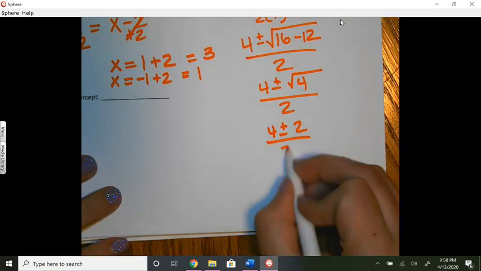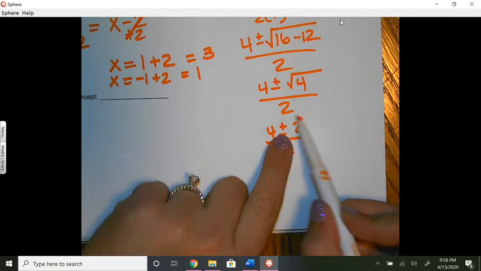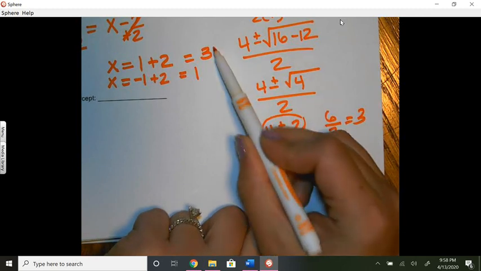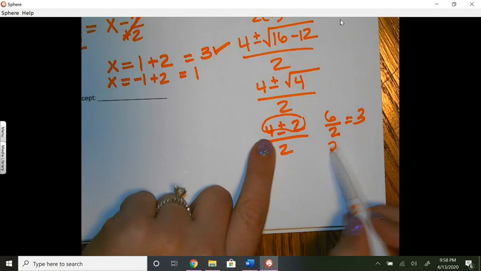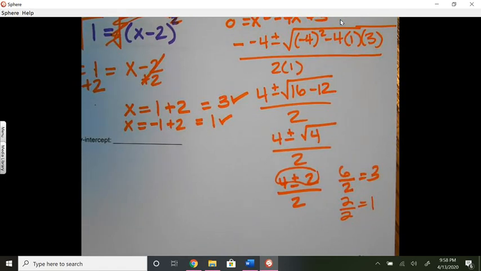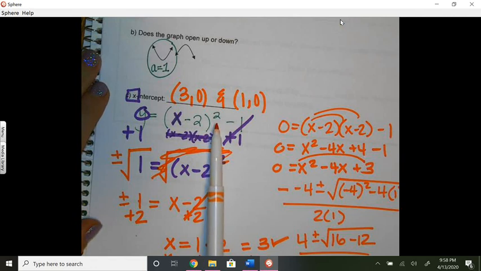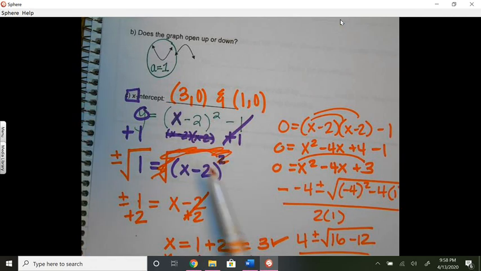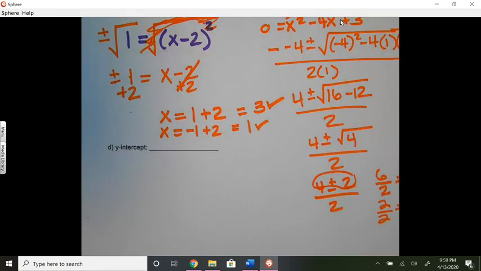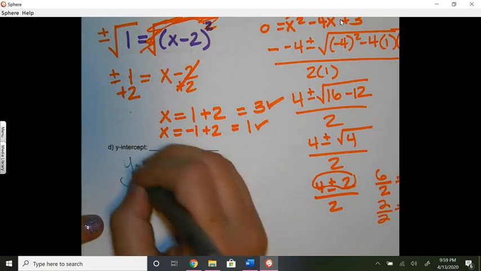If you were just to show it for demonstration purposes here, you'd get 6 over 2, which is 3. That's what we got here. And then 4 minus 2 is 2, divided by 2 is 1. We get the same answer. So again, one of the big points of this chapter is that you have now learned how to solve equations that have exponents in different ways: the quadratic formula, the square root property, completing the square, and factoring.